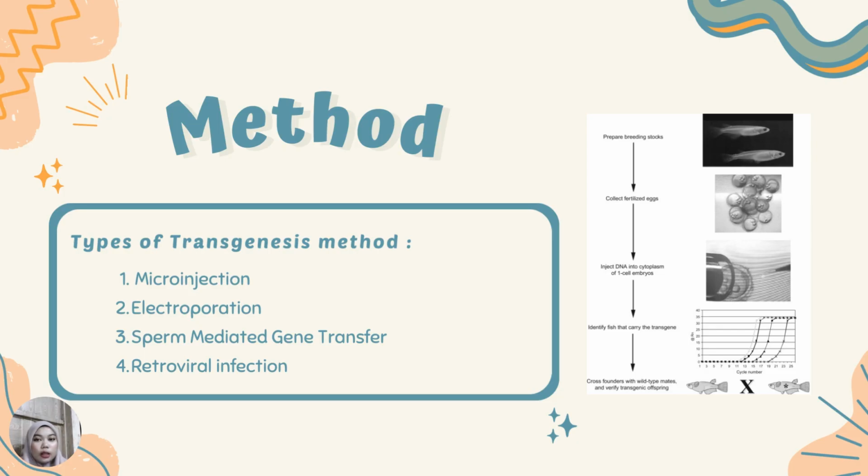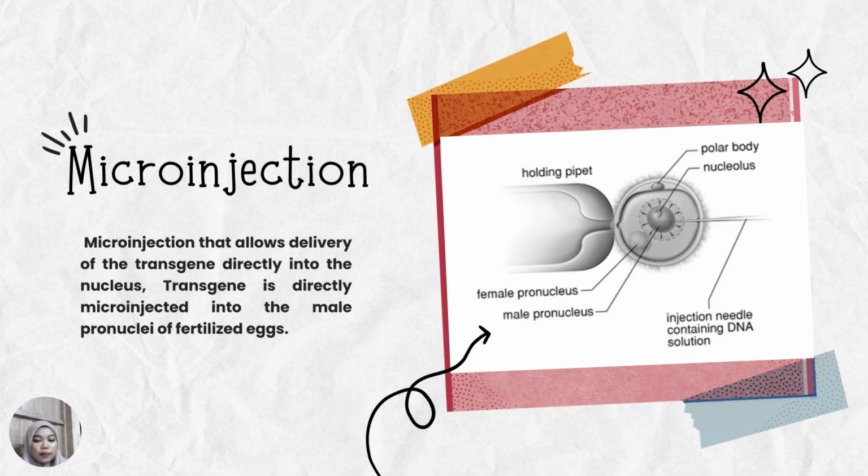Okay, in this transgenesis, we have four methods. First is microinjection, second is electroporation, third is sperm-mediated gene transfer, and the fourth is retroviral infection. Now we go to microinjection.